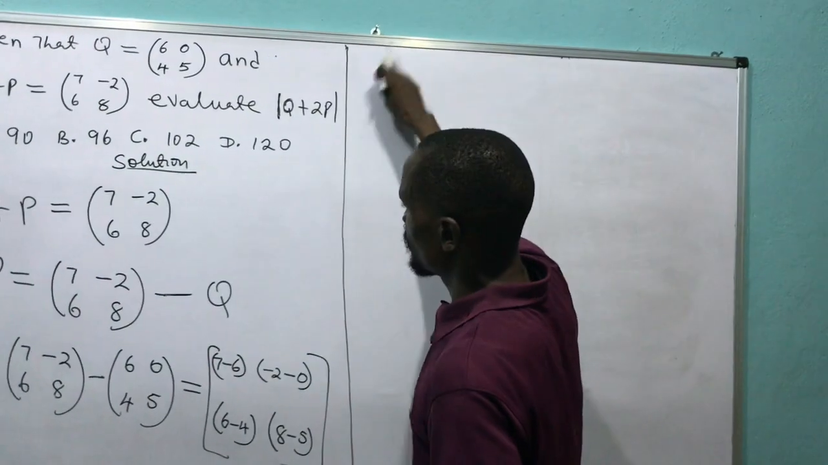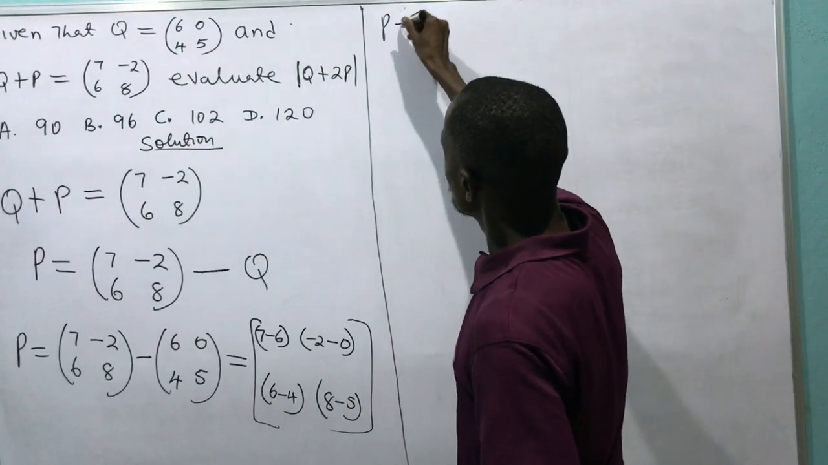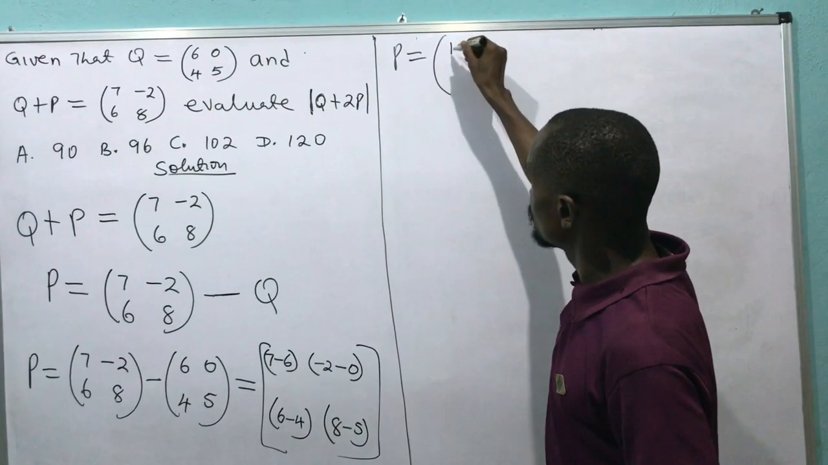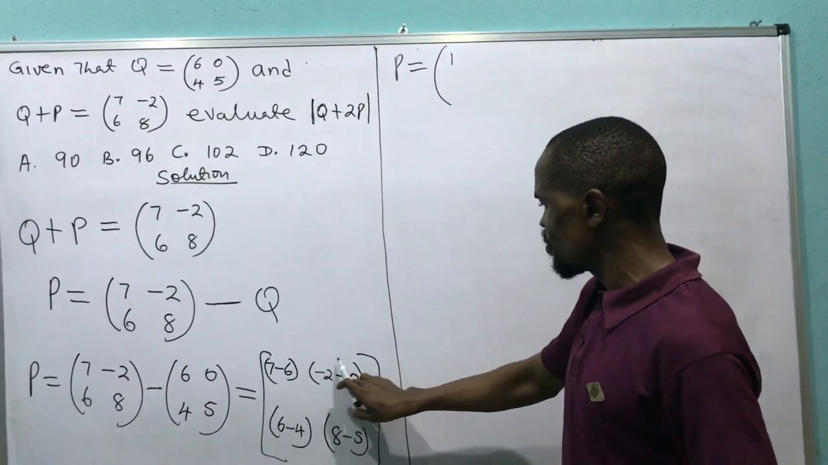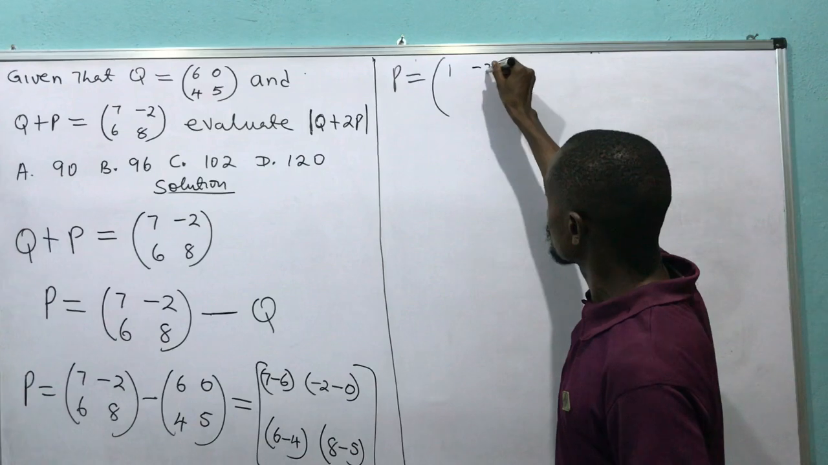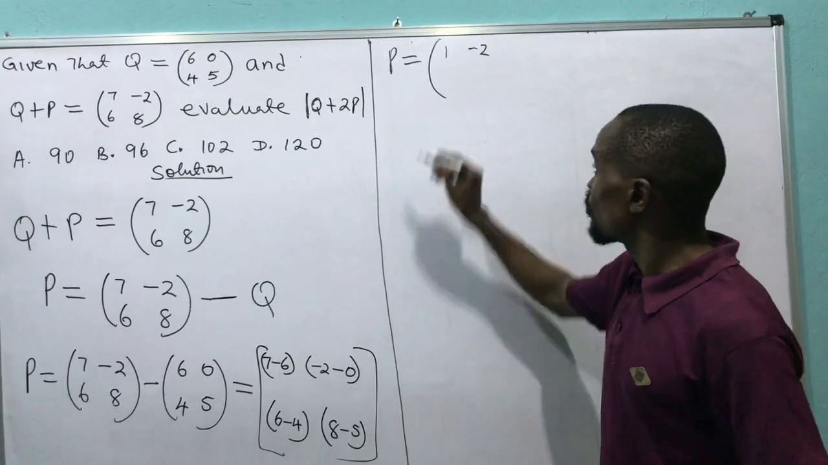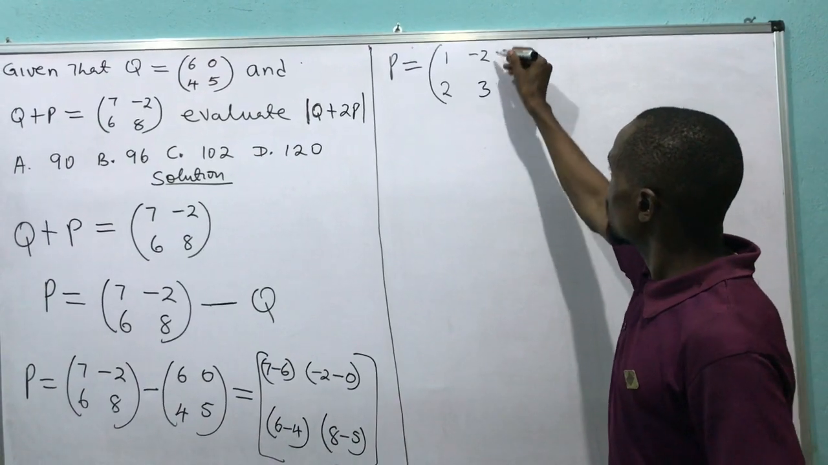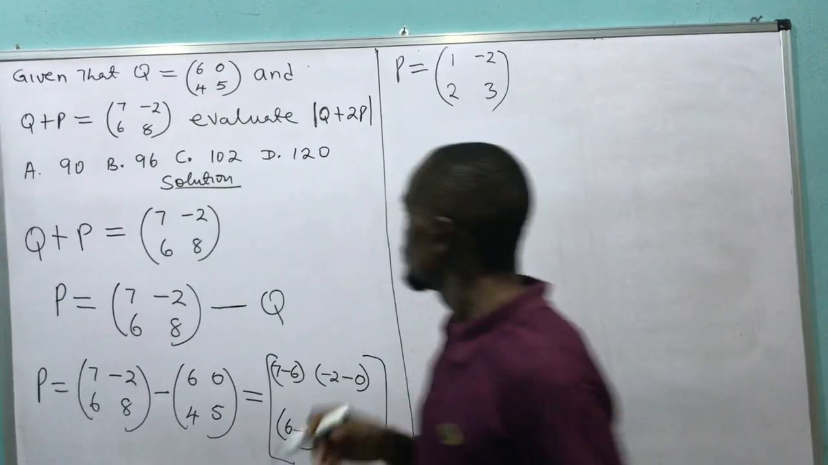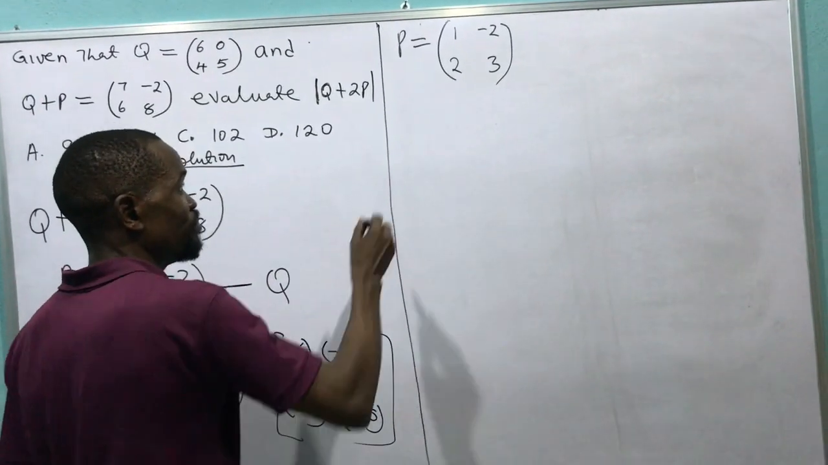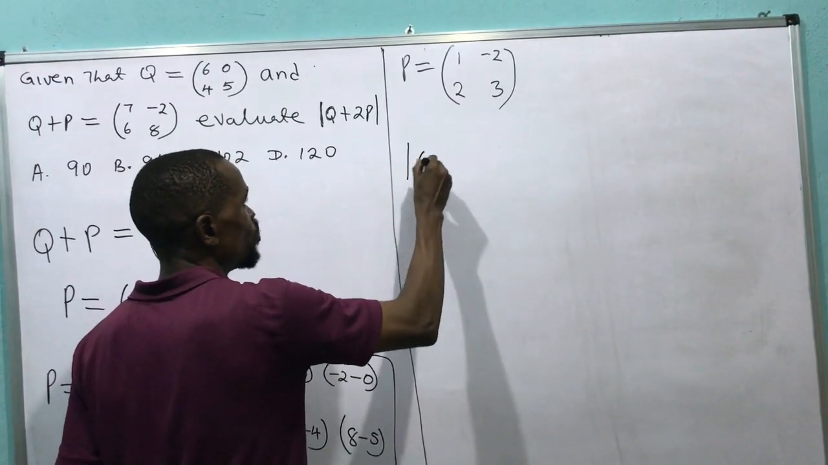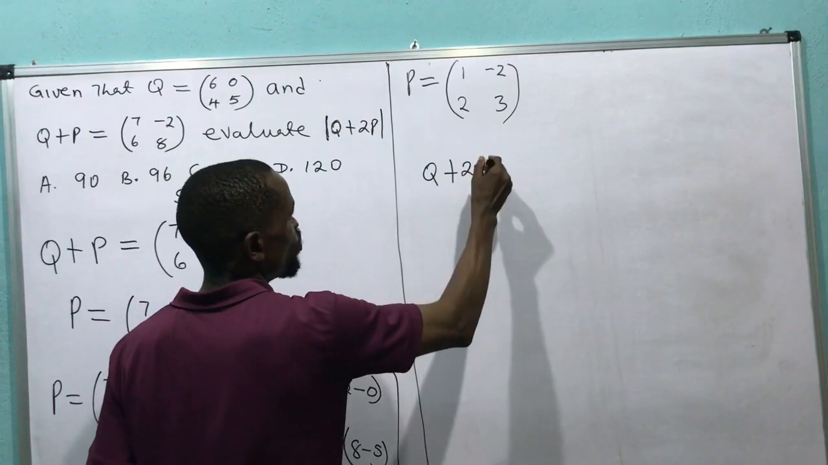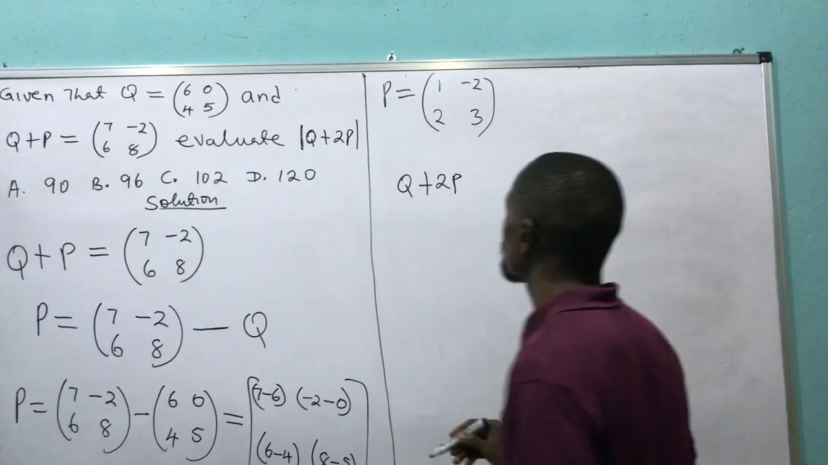Then P is equal to, looking at it, 7 minus 6 gives me 1, minus 2 minus 0 gives me minus 2, 6 minus 4 gives me 2, and 8 minus 5 gives me 3. That's the matrix of P. I've gotten the matrix of P. Therefore, I have Q plus 2P.